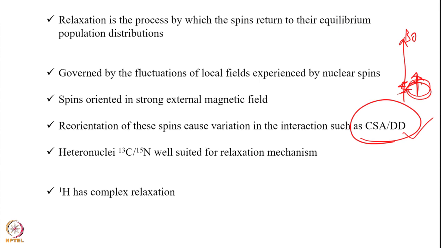Typically we also looked at how heteronuclei such as 13C and 15N are well suited for understanding the relaxation mechanism. Proton has a slightly more complex relaxation behavior, but yes, it can be used. In one case you can dilute the spins, replacing many of the protons with deuterons, and then the few remaining protons can be probed in an elegant way to understand the relaxation mechanism. But typically, for simplistic calculations in protein, 13C or 15N or both are exploited to understand the relaxation mechanism.